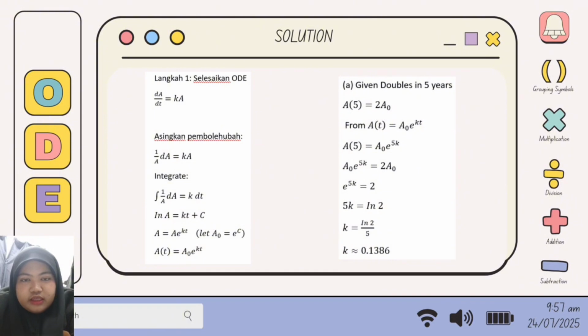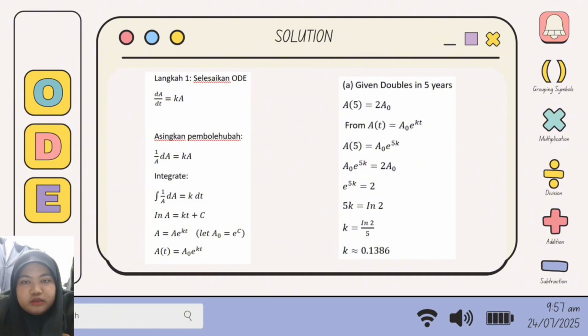We are given that the rate of change of the amount of money is proportional to the amount of money itself. So this can be written as dA/dt = kA, where A is the amount of money and k is a constant. So for step 1, we need to solve the differential equation.